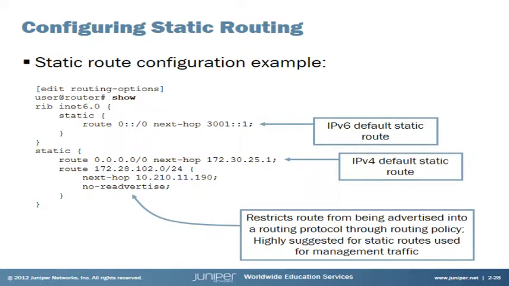So this is an example of configuring a static route. We're under Edit Routing Options, just doing a show. This is an IPv6 route here, and this is the default IPv6 route, with a next hop which is an IPv6 address. And then we've got a default IPv4 route down there as well with its next hop. I might just draw attention to this no-readvertise parameter there.